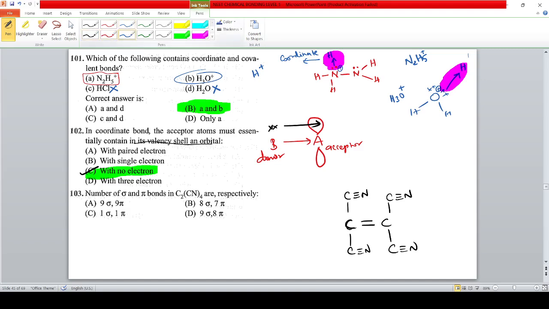So now I will go for the calculating part. Sigma: first sigma, second, third, fourth, fifth, sixth, seventh, eighth, ninth. So there are 9 sigma bonds. I'll go for the pi bonds. Here there is 1 pi bond, second, third, fourth, fifth, sixth, seventh, eighth, ninth. So there are 9 sigma bonds and 9 pi bonds. So the answer is option A.